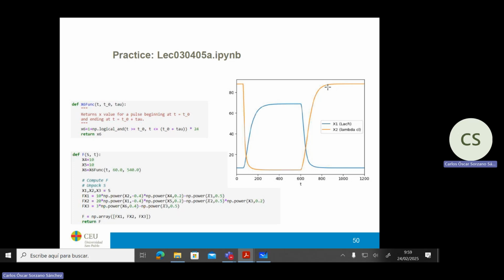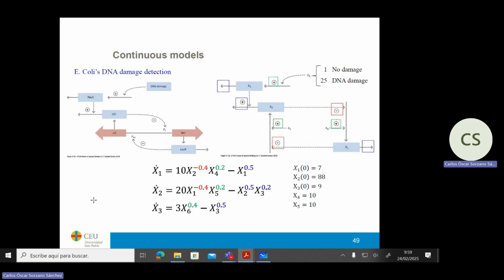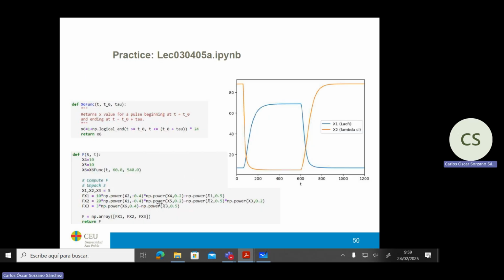So there is no damage, then there is a damage, and then we see what is happening with the rest of the genes. With the rest of the genes, all you have to do is say, okay, X4 and X5 are constant, X6 follows this pattern, and then I will express the differential equation here. If you look at these equations and this code, you will see it is the same.